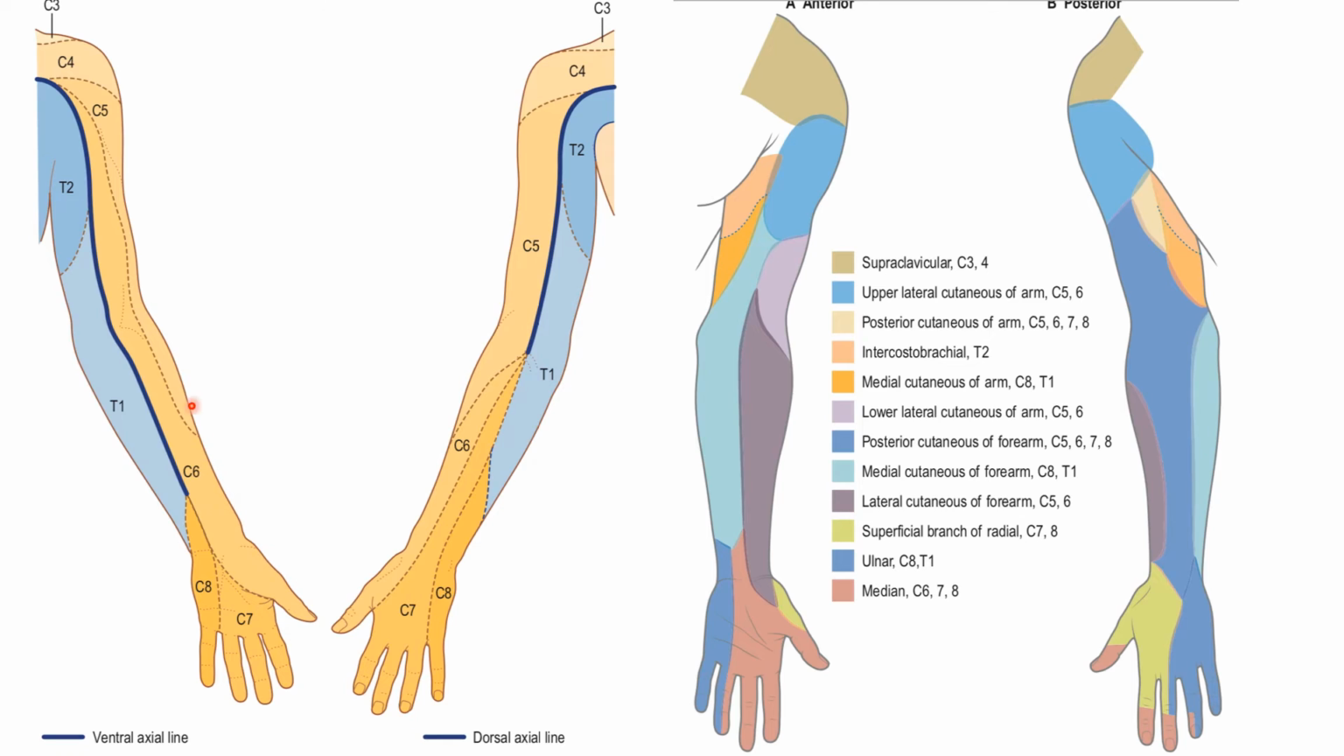So along the preaxial border, we have C6 spinal segment, which also innervates the skin over the thumb. The second, third and fourth digit, along with the central part of the palm, is innervated by C7 spinal segment. The little finger, the medial part of the palm and the proximal part of the forearm, the skin over it is innervated by C8 spinal segment, and the forearm along with the distal part of the arm is taken care of by T1 spinal segment.